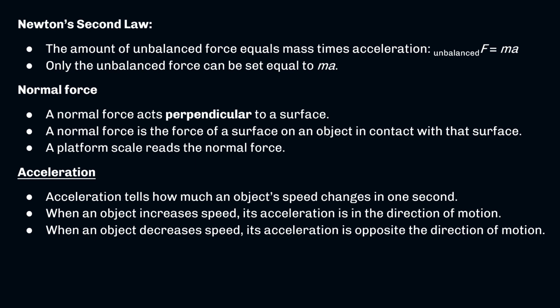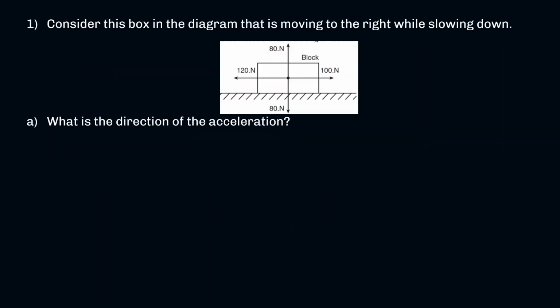All right, so let's get into our two examples here. Example number one, we're going to consider this box in the diagram that is moving to the right while slowing down. What is the direction of the acceleration? For these examples, they're going to be in the description down below. There will be a Google Docs link to them, as well as the facts for forces and the facts for motion, because I'll be referencing those with acceleration here.